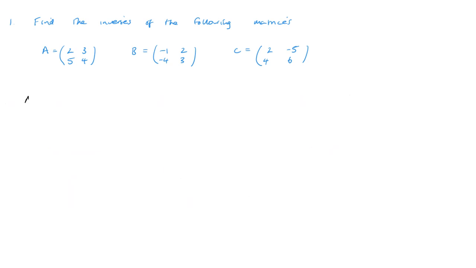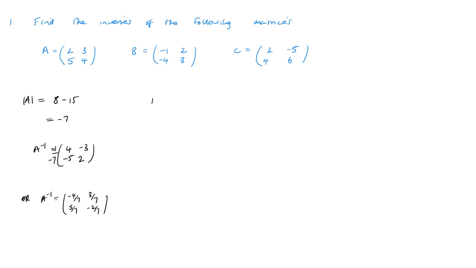Okay, so for A, we want to find the determinant of A. So that's 8 minus 15, minus 7. So A to the minus 1 is 4, 2, minus 3, minus 5, and that is multiplied by 1 over minus 7. Or I can have minus 4 over 7, 3 over 7, 5 over 7, minus 2 over 7.